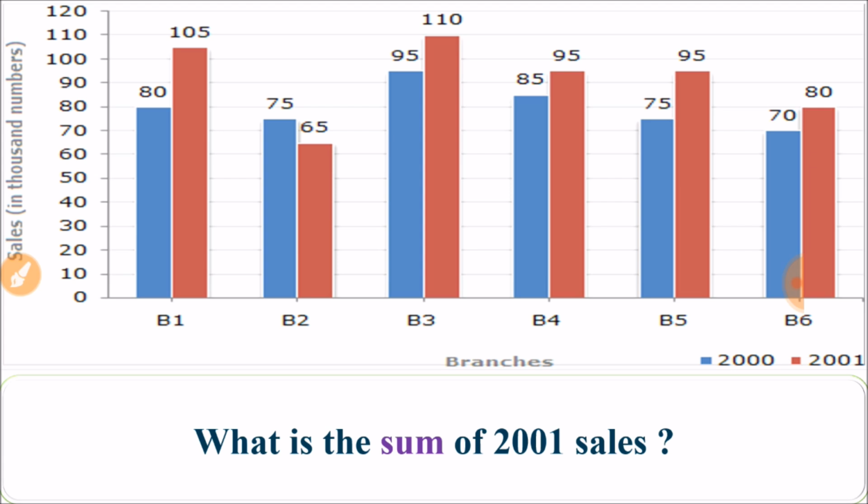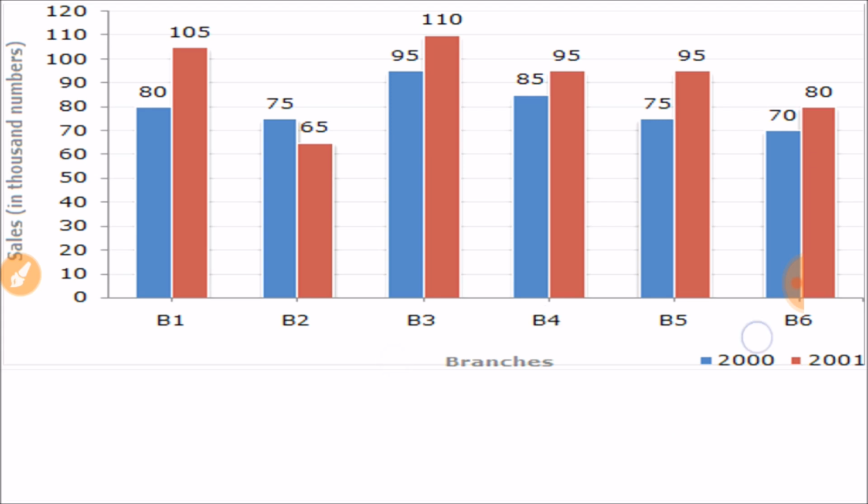You have to add all the values in red color and get the sum. It's a very simple and straight question. We have to find the value of 2001 sales, the sum of all the branches. So take your pen: 105, the B1 value, plus 65, the B2 value, plus 110, the B3 value, plus 95, the B4 value, then the B5 value 95 and the B6 value 80. You have to add those numbers and get the right answer. Calculation is very important. Take your time, and I will move to the next question.